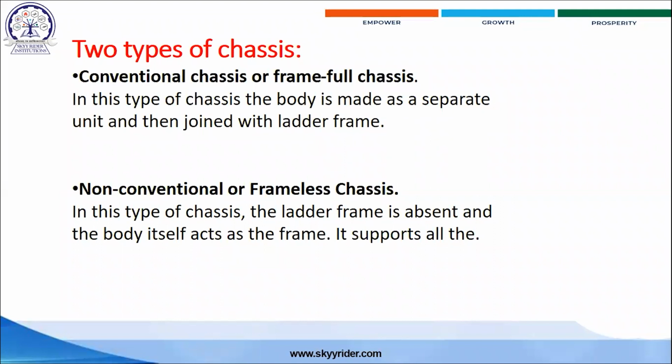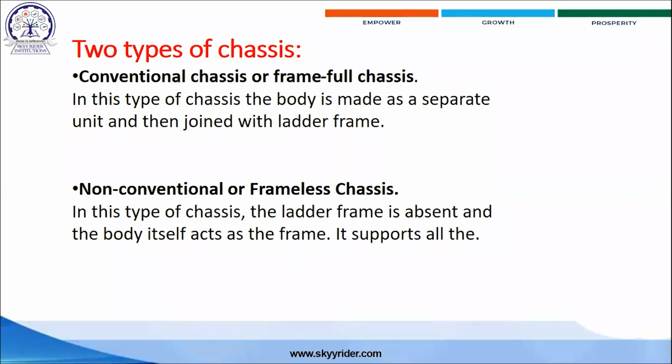Sometimes electric vehicles and other vehicles use this way of building. I think SUVs use the frameless chassis. There are lots of examples of both the frame-full chassis and the frameless chassis. If you go into chassis, there are different kinds. Just know a little bit about this. There are two types of chassis: one is the frame-full chassis, and the second is the frameless chassis.